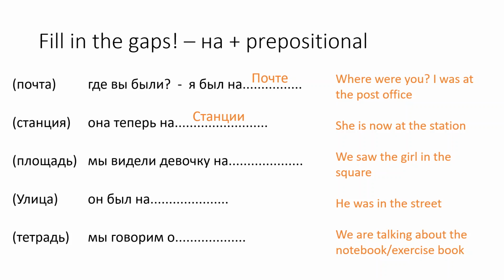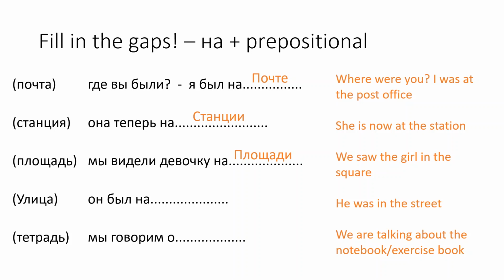So, она теперь на... remember it takes that soft e, so она теперь на станции. Она теперь на станции. She is now at the station. Мы видели девочку на... Площадь is going to have that softer ending of e. So, мы видели девочку на площади. Remember our accusative here, девочка, goes to девочку because it's in the accusative. Видели is the past tense of видеть. So this is where having gone through the previous lessons would have been useful, hopefully.